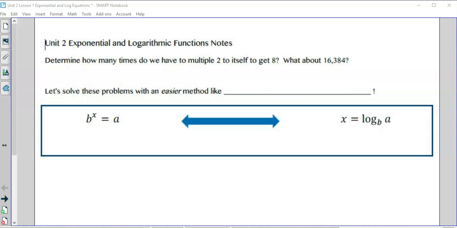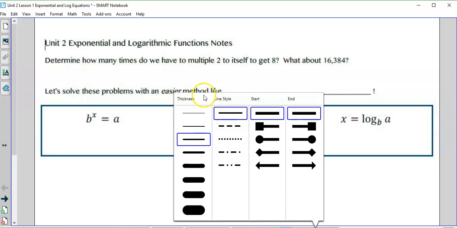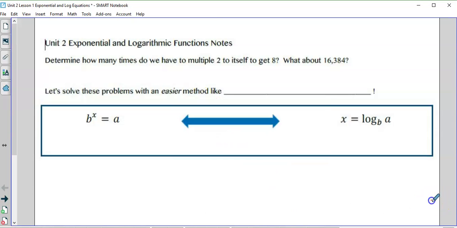Just want to go through a couple things that are pretty much review, or should be, first, and that is at the beginning of these notes we have a question: determine how many times do we have to multiply 2 by itself to get 8. In other words, 2 times 2 times 2 is 8. And of course we use an exponent to write that. We would write 2 to the 3rd power equals 8. So what they're asking for is, what is the exponent that we would use to get 8 from 2? And we would use a 3.